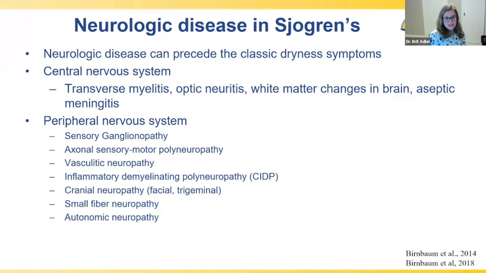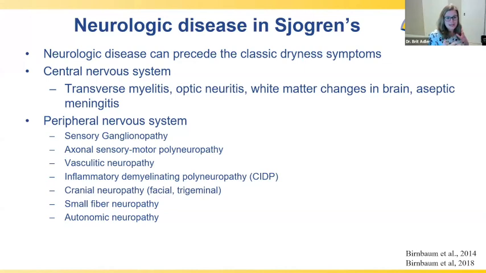All right, and so now I want to touch on neurologic disease in Sjögren's. Neurologic disease is an underappreciated complication of Sjögren's that is probably extremely common. And it again can present in a very diverse array of manifestations. The neurologic disease can precede the classic dryness symptoms. So just because a patient does not have sicca or dryness does not mean they can't have neurologic disease. And we see central and peripheral nervous system manifestations.